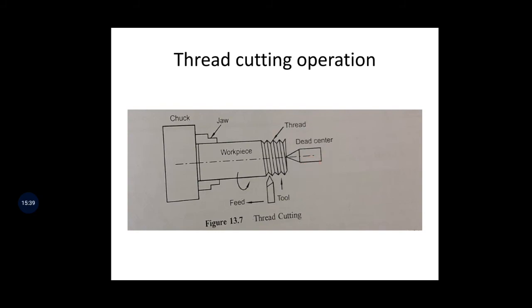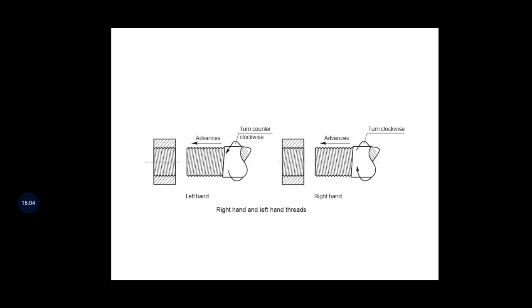So this is thread cutting operation, used to cut the threads on the workpiece. For that, you first have to find out the gear ratios, for example for this particular M4 thread or M30 thread. What type of thread do you want, right hand thread or left hand thread? All the calculations you have to do, and using the split nut mechanism, you have to do the thread cutting operation.